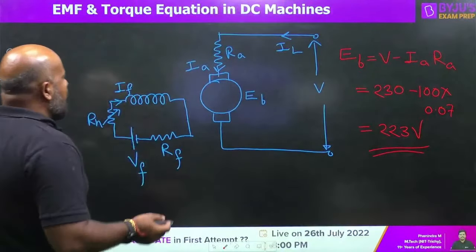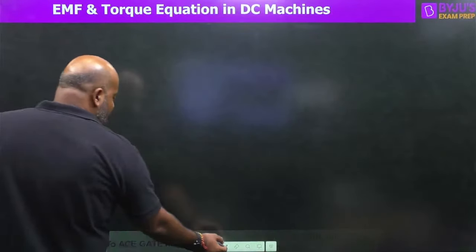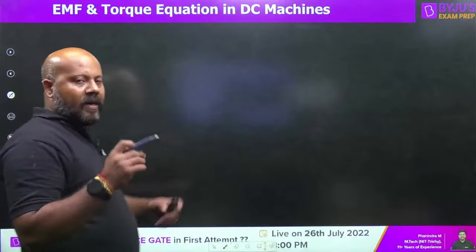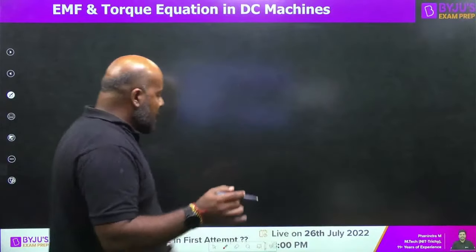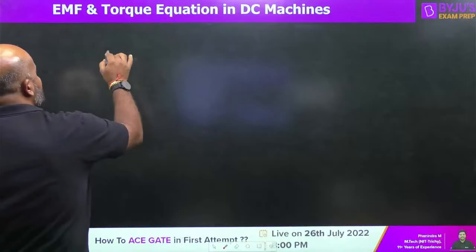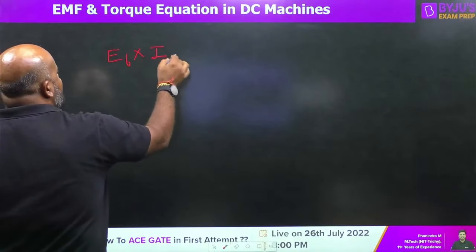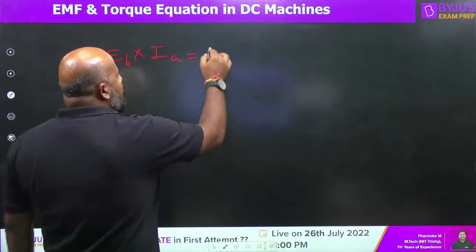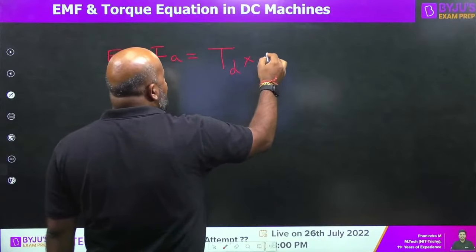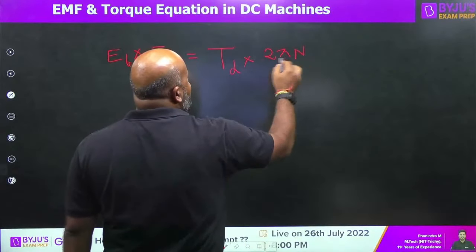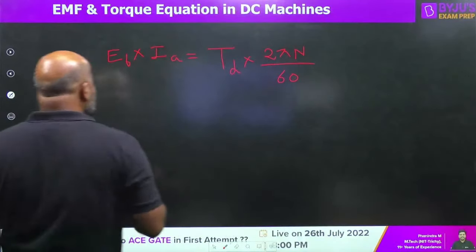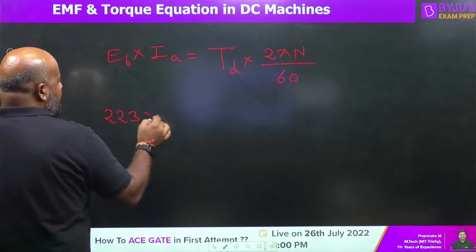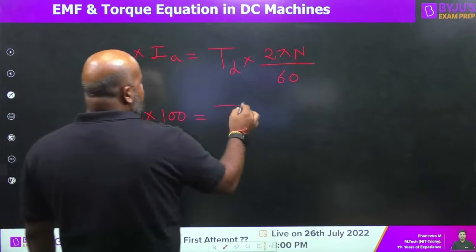So you know the back EMF, you know the current. So can we apply this equation that whatever power is supplied to the armature is converted into the mechanical power. What is the input electrical power in the armature? This is going to be back EMF multiplied by the armature current. How do you write the mechanical power developed? That is the torque developed multiplied by omega. Now omega we write as 2 pi N divided by 60. The back EMF is 223, the armature current is 100.